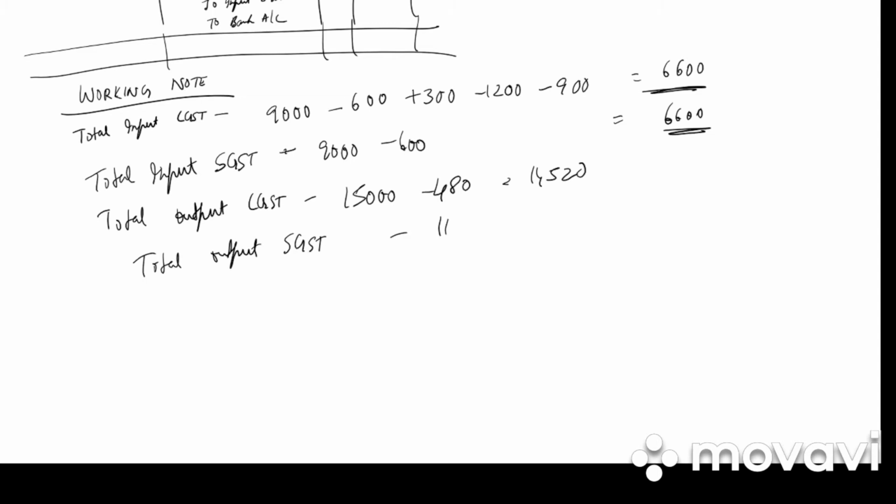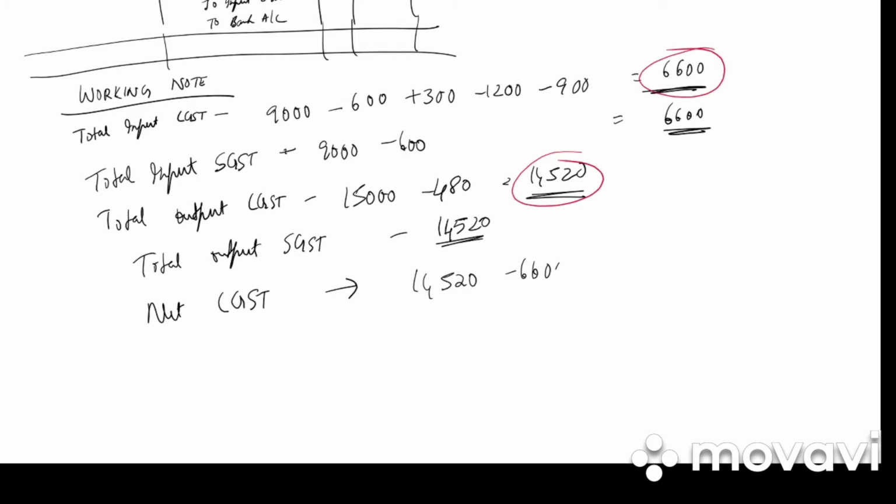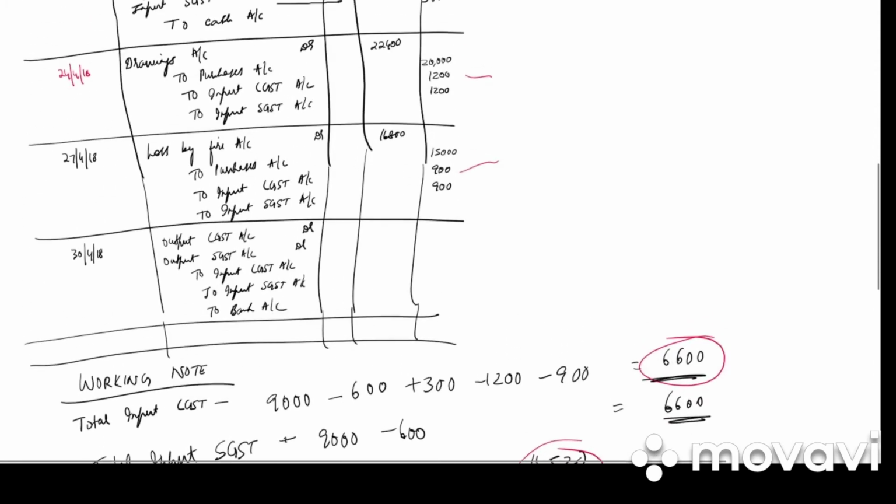Next we have total output SGST. It is again 15,000 minus 480, 14,520. So what is the net CGST paid? So net GST will be output minus input. That is 14,520 minus 6,600, 7,920. What is net SGST? It is the same, 7,920. Correct?